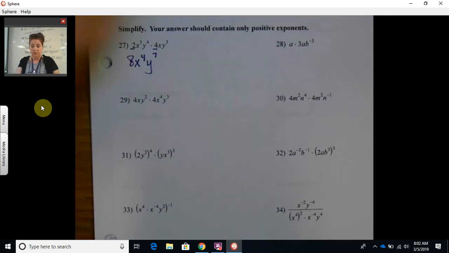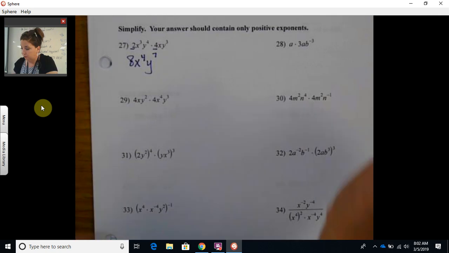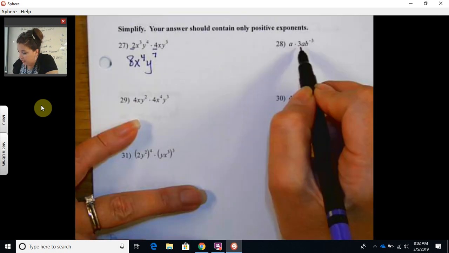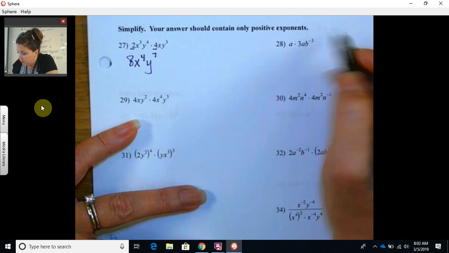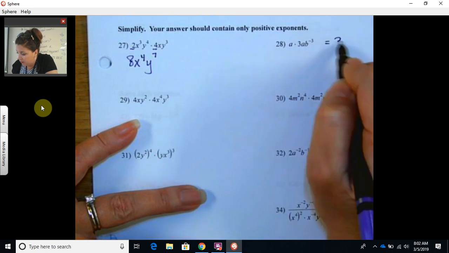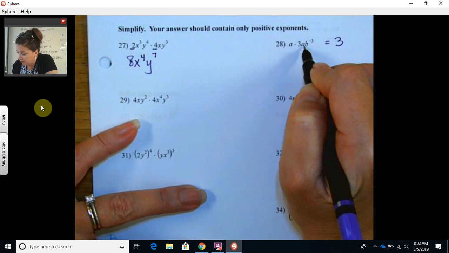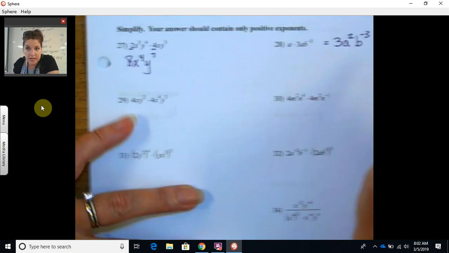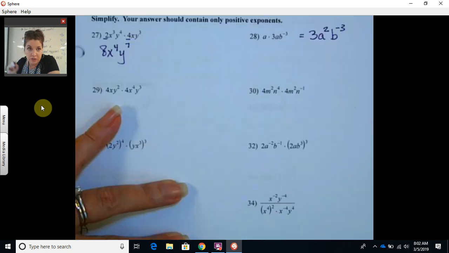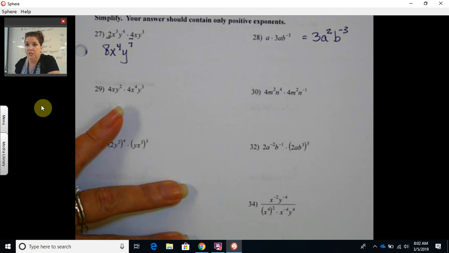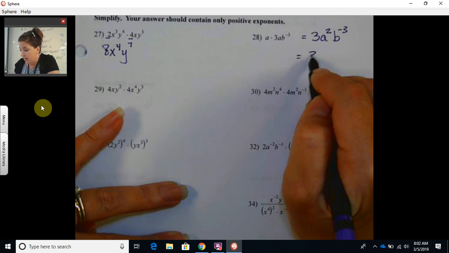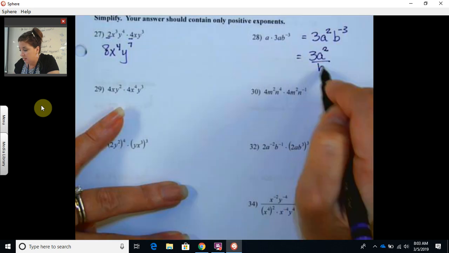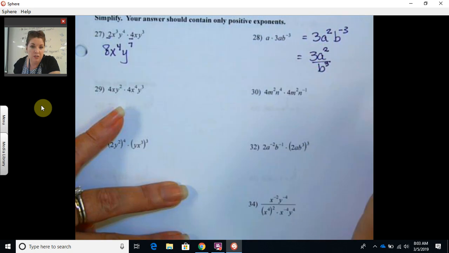Look at 27. So a times 3ab cubed. Well, isn't that 3, what's a times a? A squared and b to the negative third. Can I have a negative exponent? No. Does 3 have a negative exponent? No. Does a squared have a negative exponent? No. Only the b does. So the 3 and the a squared stay in the numerator. The b is the only piece to drop to the denominator, and when we do, it will change the sign of the exponent.